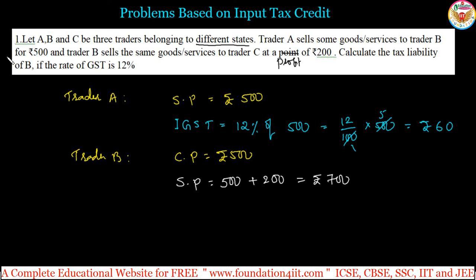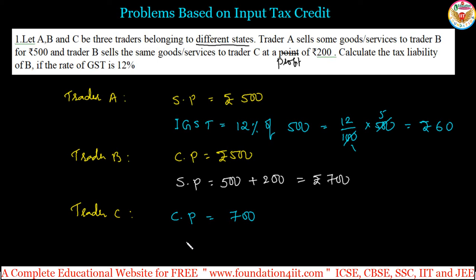Okay, when I come to trader C now, just step by step, if you do it, it will be very easy. The selling price of trader B is nothing but the cost price of trader C. So his cost price is the same 500 plus 700. So 500 and profit is 200. So in total it is 700.